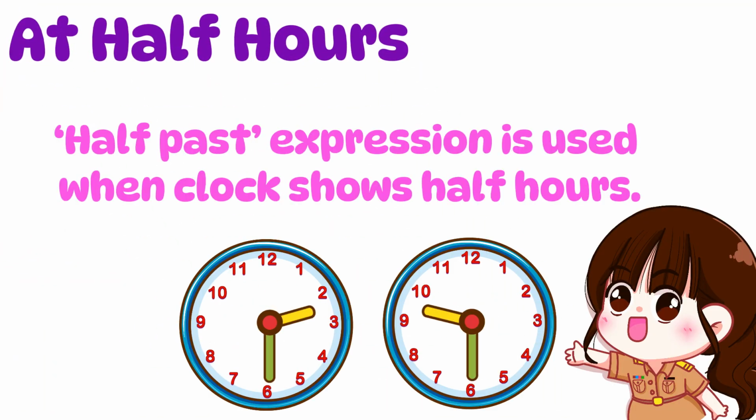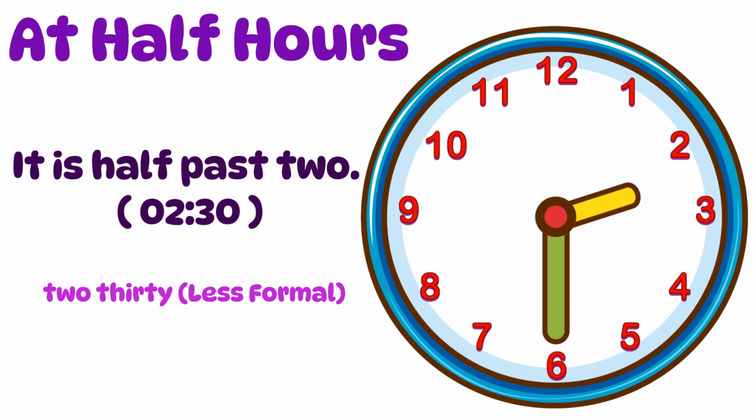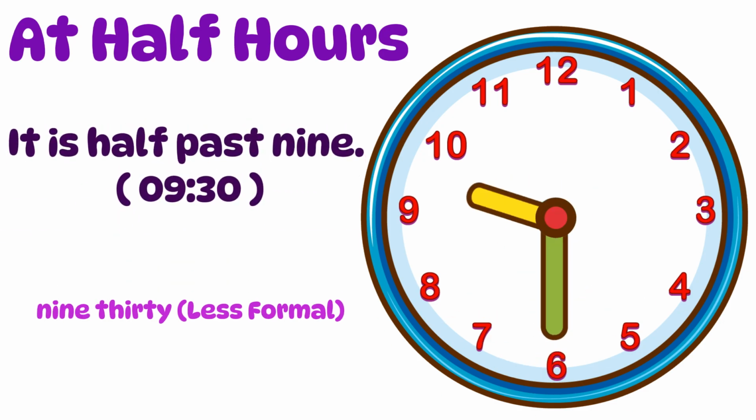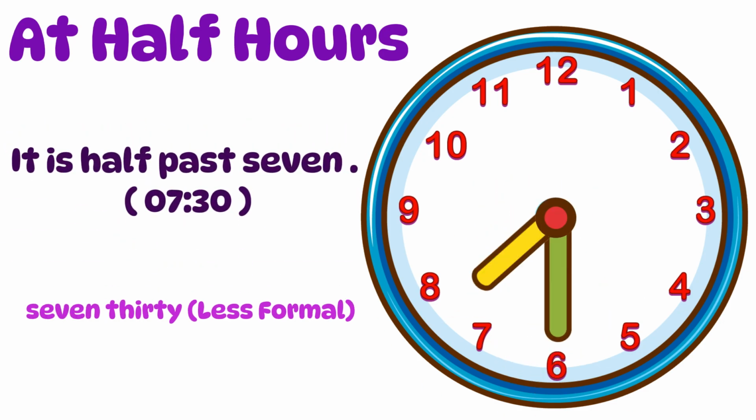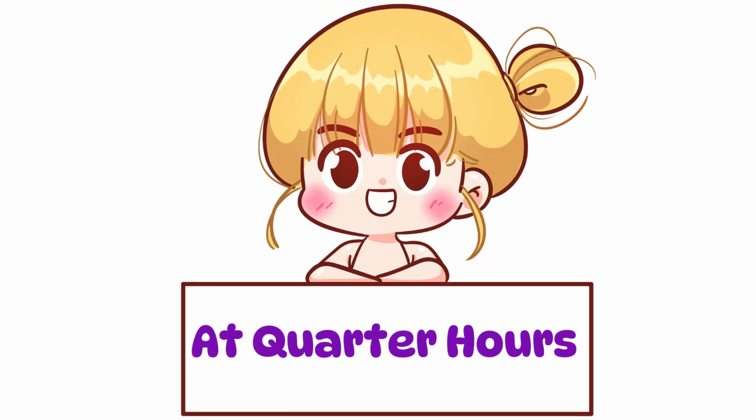At half hours. The expression half past is used when the clock shows half hours. It is 2:30. It is 9:30. It is 7:30.